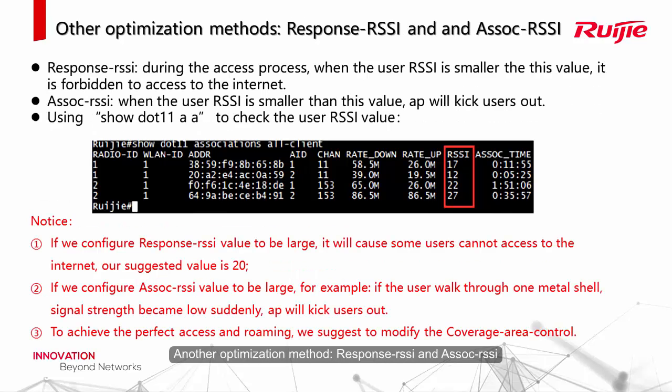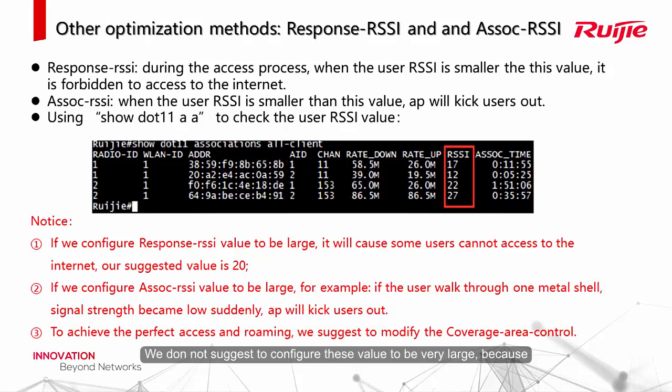Another optimization method, response RSSI and association RSSI. Firstly, let me explain what response RSSI and association RSSI are. Response RSSI, it means upon the RSSI value is larger than the value, AP will permit user to access. Otherwise, AP will refuse user to access. Association RSSI, it means upon the RSSI value is smaller than its value, AP will kick users out. We can use show aa to check the RSSI value.